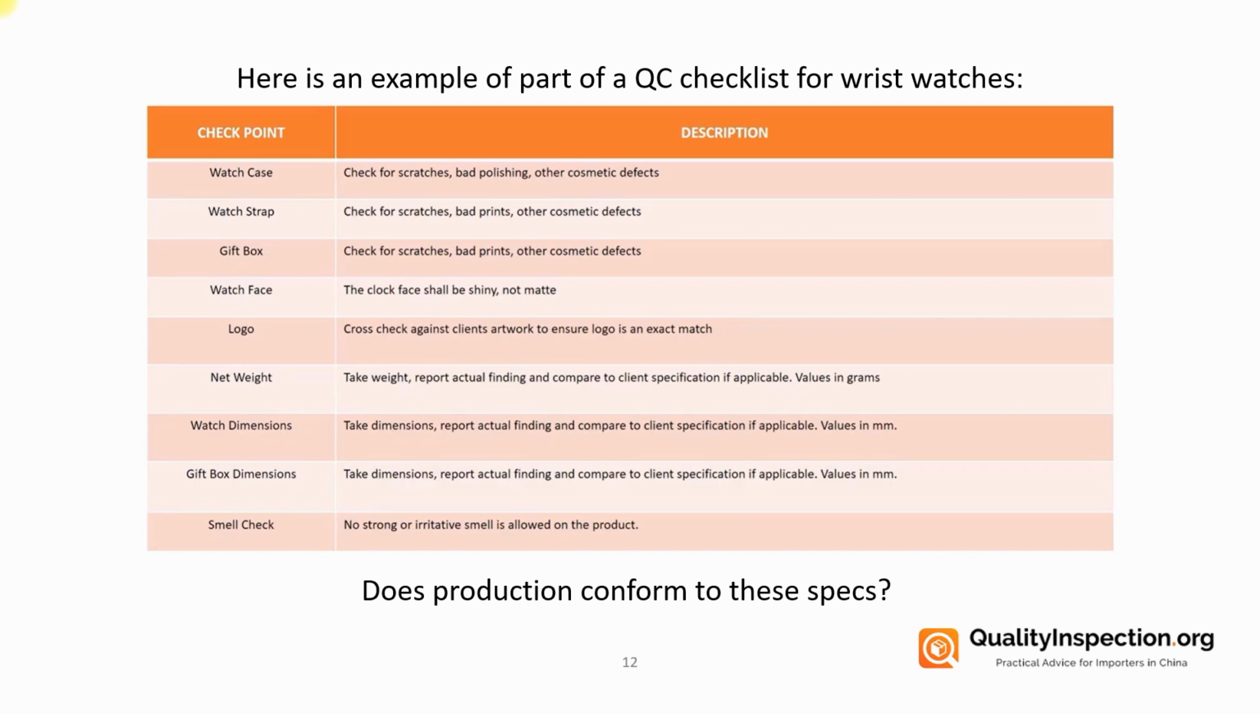As you can see here from the different checkpoints, this kind of guides the inspector in what they're looking for. So on the case, they're checking for scratches, bad polishing, and other cosmetic defects. Now, you might have tolerances for these, and the inspector will know that. So depending on how large a scratch is, for example, that may be a critical defect, or maybe it will be less serious. So ultimately, the inspector will be thinking, does the production conform to these specifications?